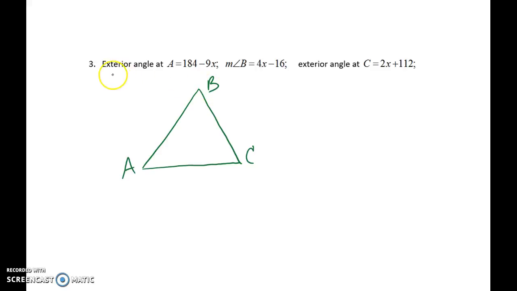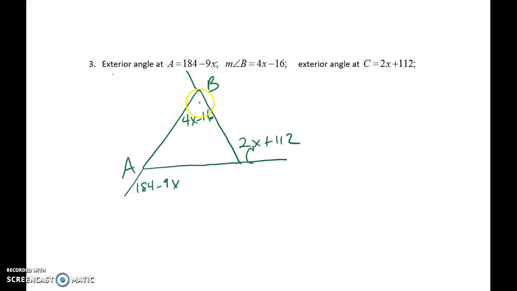Now, this is talking about exterior angles, so I'm going to go ahead on my picture and draw exterior angles so I can put things in the right spot. So A, the exterior of A is 184 minus 9x. Measure of angle B, that means it'll just stay on the inside. Measure of angle C, exterior, 2x plus 112. Okay, so now there's several ways to do it.